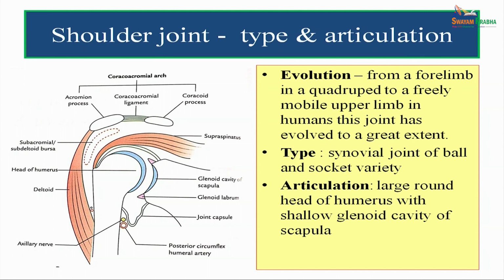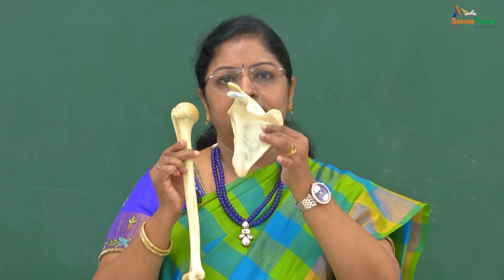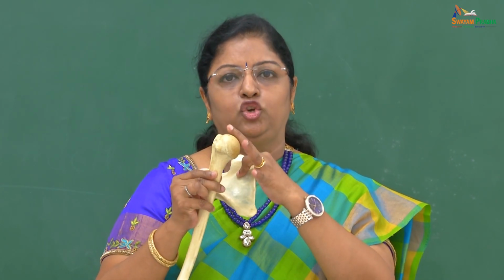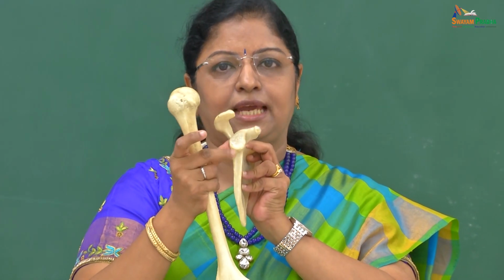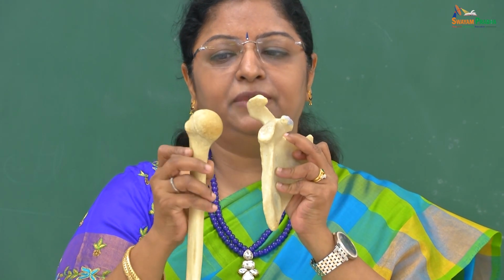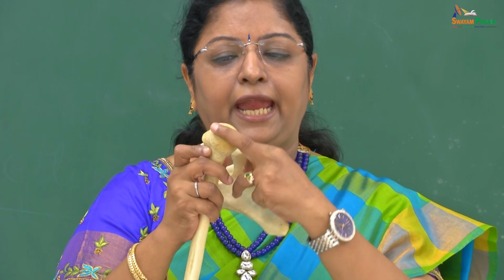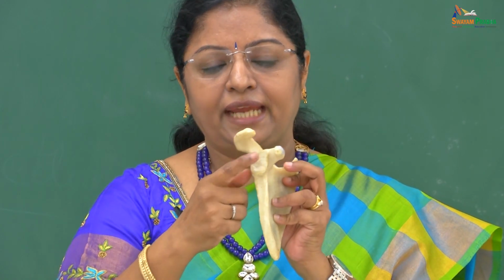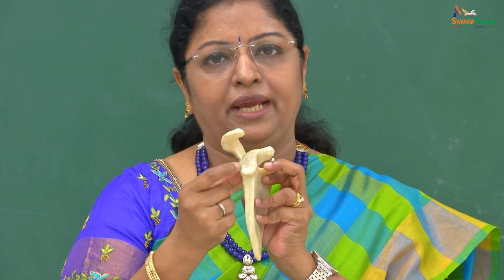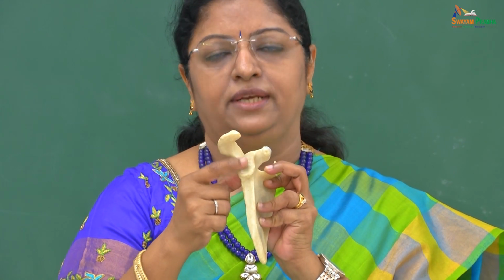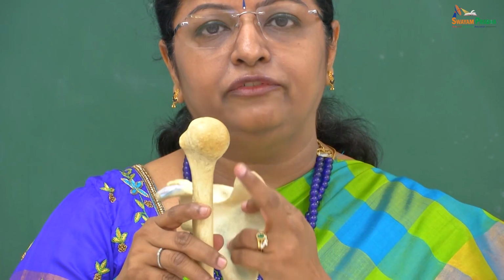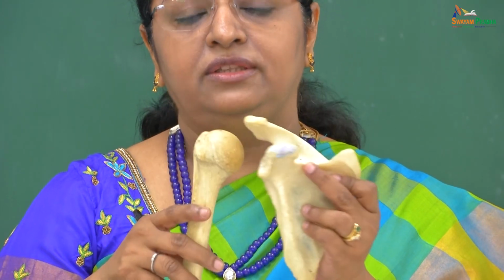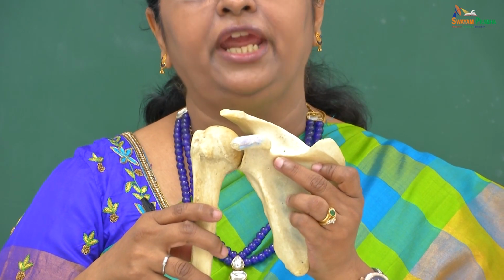If you see in the bone, this is the humerus and this is the scapula, the right humerus and the right scapula. This is the head of the humerus and the glenoid cavity of the scapula. You can make out from the articulating ends of the bones that the glenoid cavity of the scapula is very shallow. The head of the humerus is hemispherical and nicely convex. So this joint is not actually fully congruent.